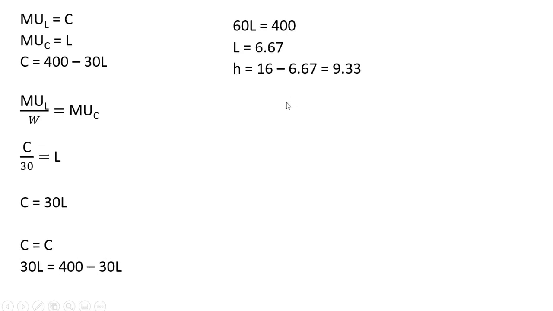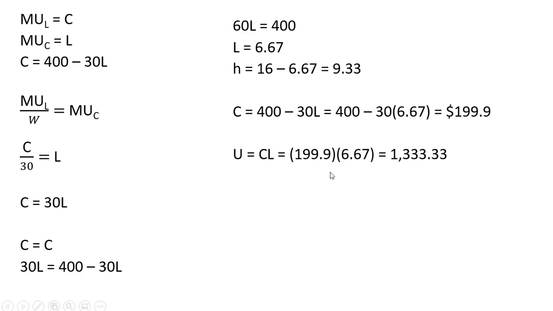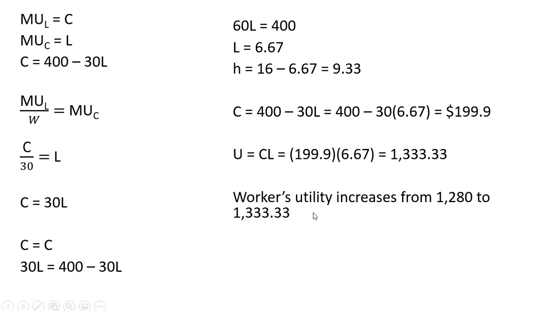And now let's get our level of consumption. So all I'm going to do here is take our constraint and plug in the L of 6.67. And the consumer will be able to afford almost $200 of consumption spending. And utility at this 199.9 and leisure at 6.67 is 1,333.33. So the worker's utility increases from 1280 to 1333.33.